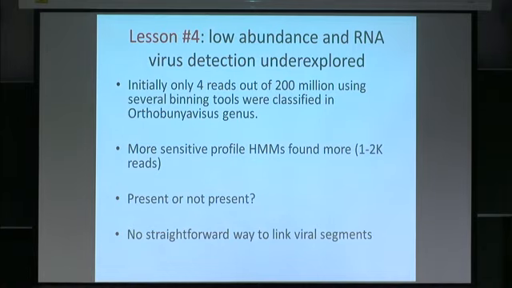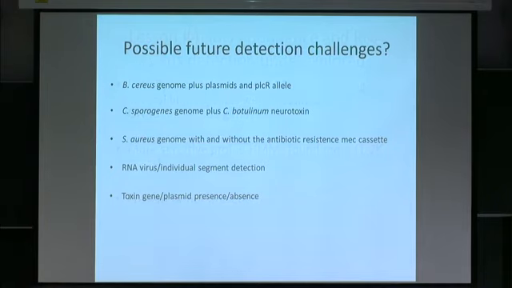There's no straightforward way to link viral segments, but I think it could be another interesting use case for pathogen detection. For a viral example, it's kind of a needle in a haystack, without a good reference to see how methods do. So to conclude, here are possible future detection challenges based on some of the vignettes I highlighted, where you could think about creating mixtures of maybe a B-series genome plus plasmids and the allele, and will that be enough to trigger a call?